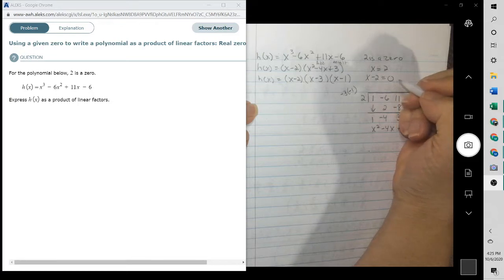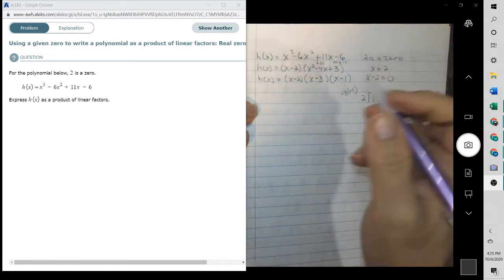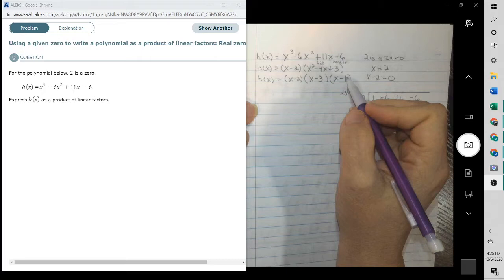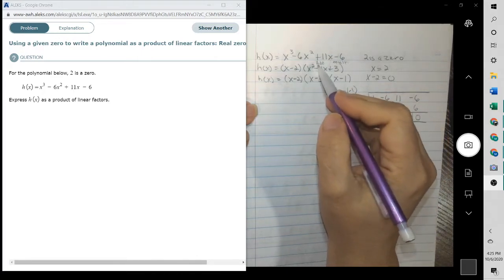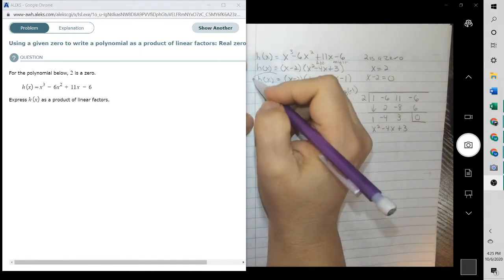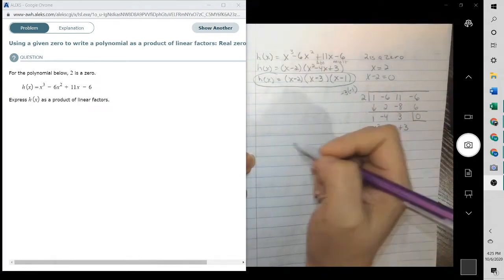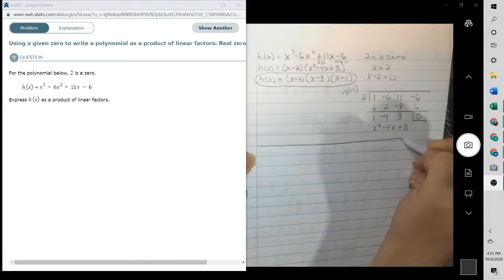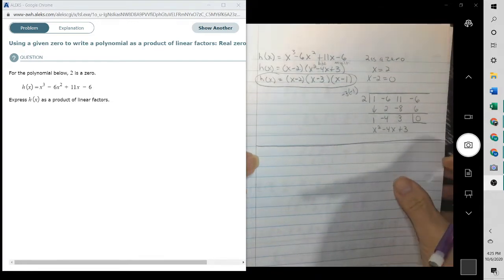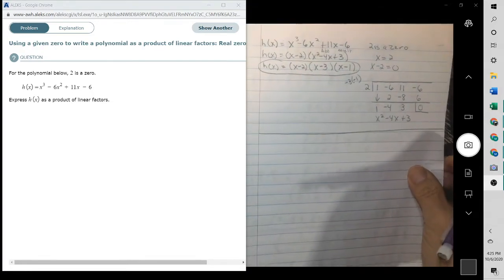Express h of x as a product of linear factors. Linear meant that they wanted x to the first power, so that's why you couldn't leave the squared. And this would be your answer. Let's try another one.